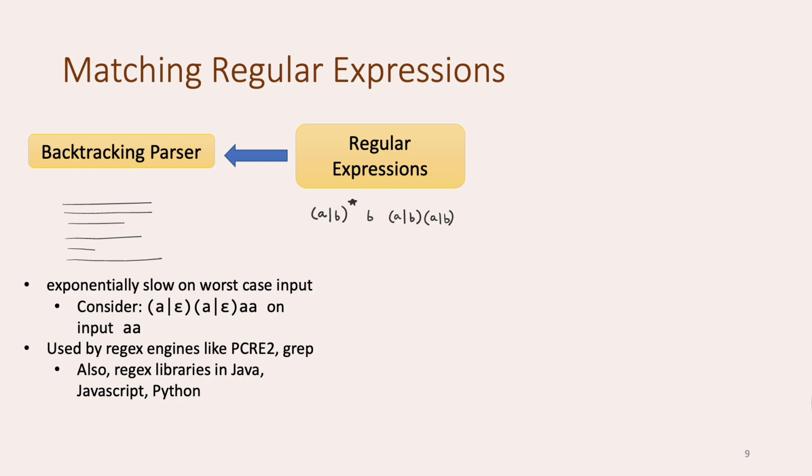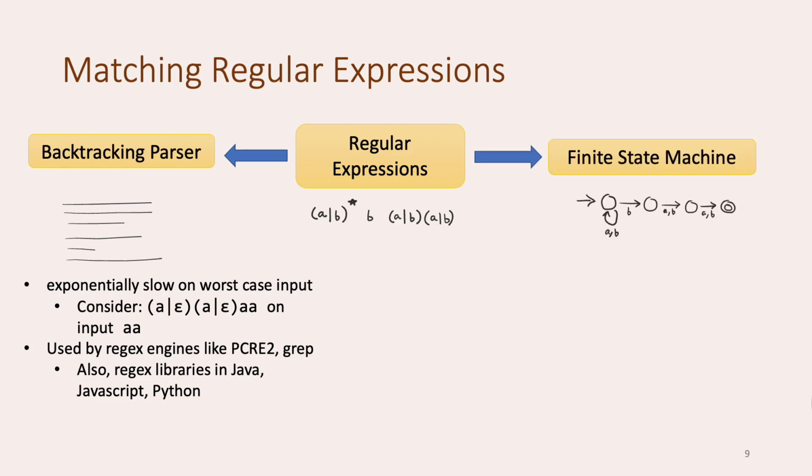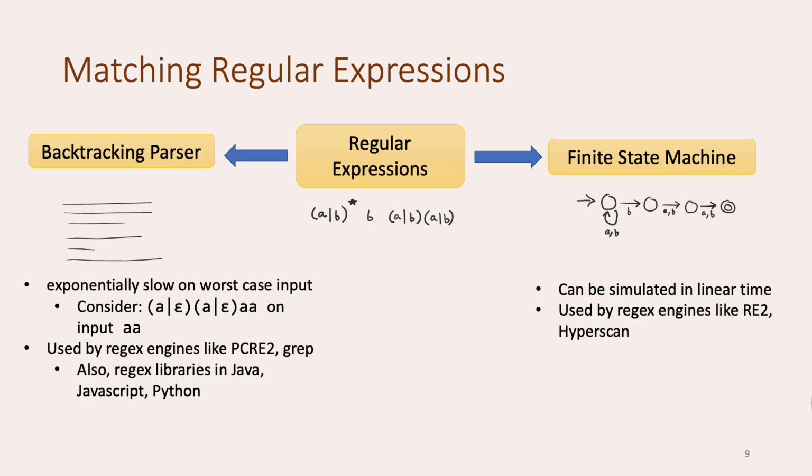They are also packaged with a large number of regular expression libraries with programming languages such as Java or JavaScript or Python. The other approach is to compile the regex into a finite state machine. The advantage of this approach is that they can be simulated in linear time, and this is used by regex engines like Google's RE2 or Intel's Hyperscan. However, this approach is less flexible. On the other hand, it is easy to add features such as back references or lookarounds into backtracking parsers.